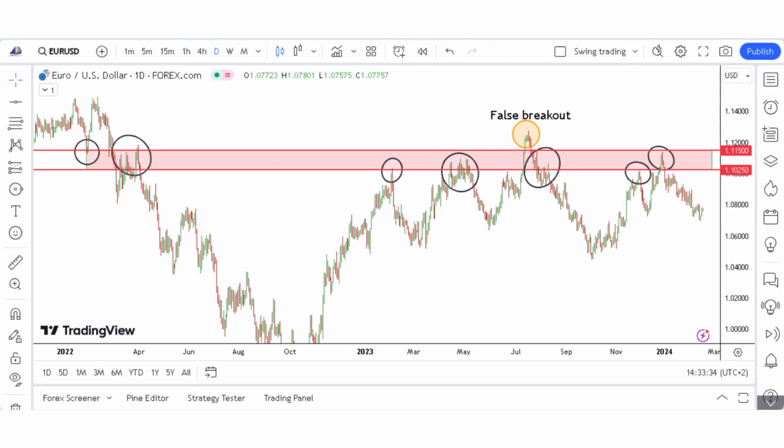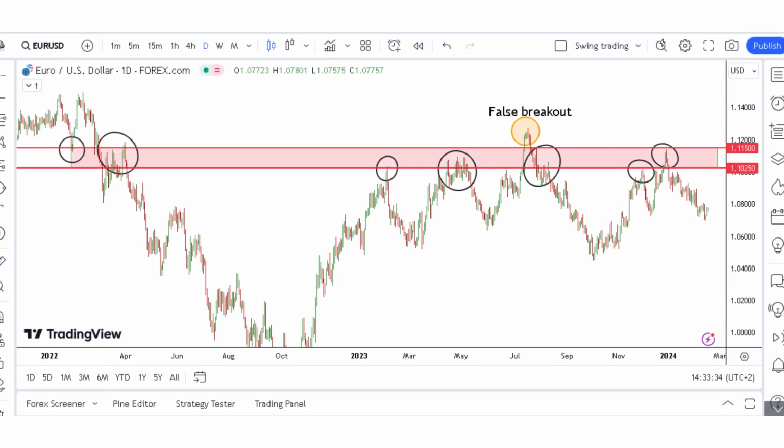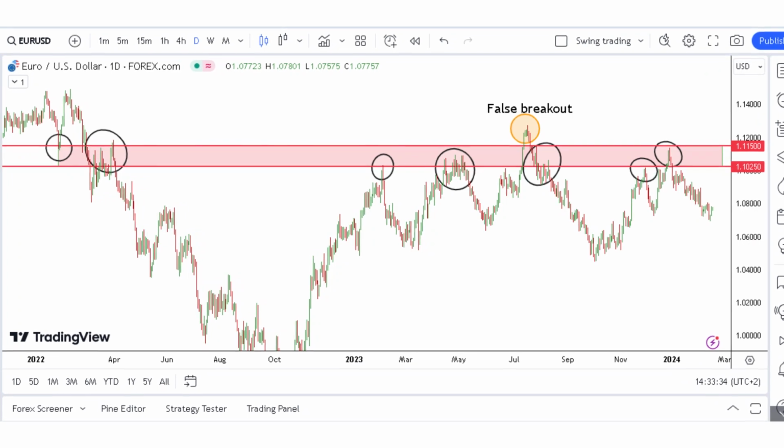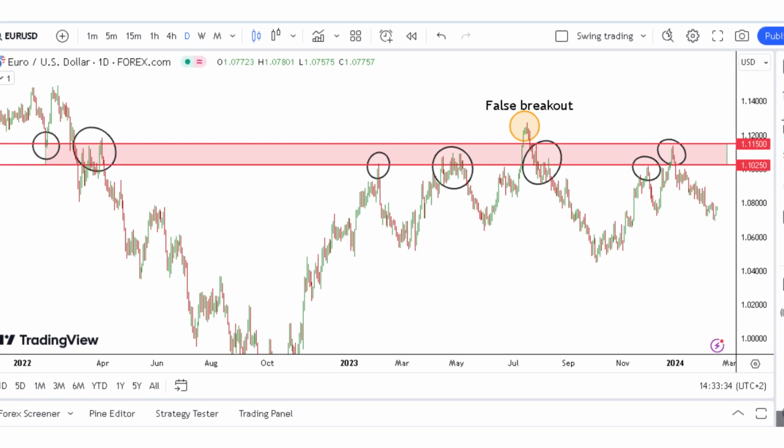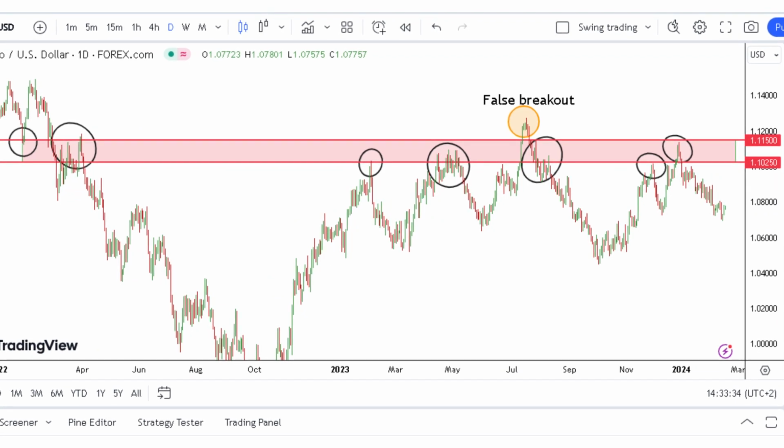On the other side of the chart, between January 2022 and December 2023, we notice another important resistance level between 1.115 and 1.1025, while we had 7 bounces. You can also see a false breakout on the upside, that a few days later, the price went back down again.